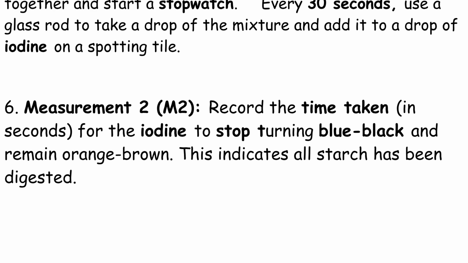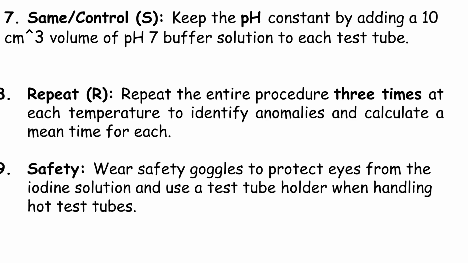Measurement 2, M2, is recording the time it takes for the iodine to stop turning blue-black, indicating the starch is digested. For same/control S, keep the pH constant using a pH 7 buffer solution. For repeat R, repeat the entire procedure 3 times to identify anomalies and calculate a mean time. Remember to wear safety goggles and use a test tube holder.